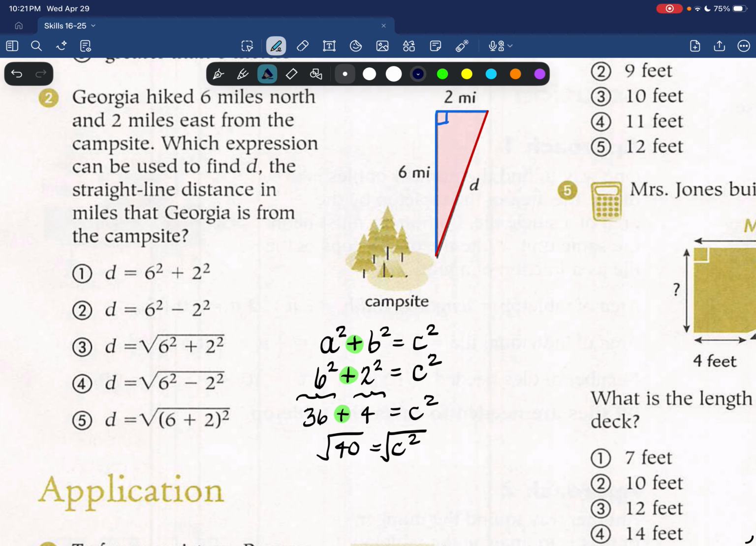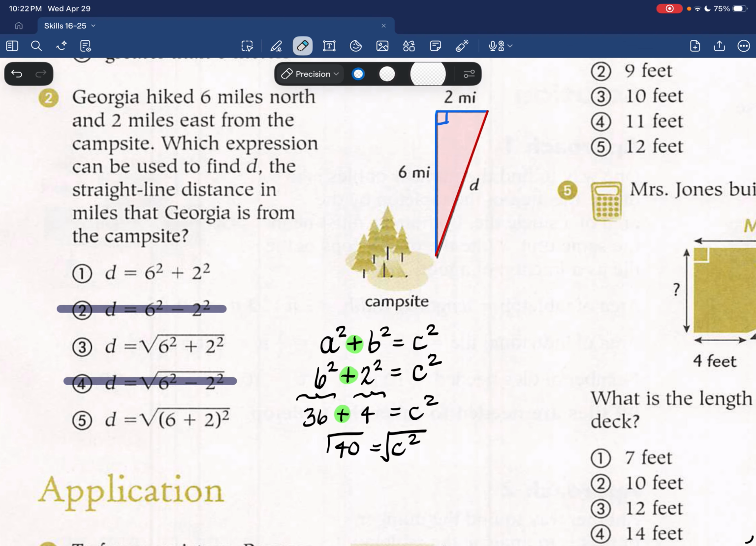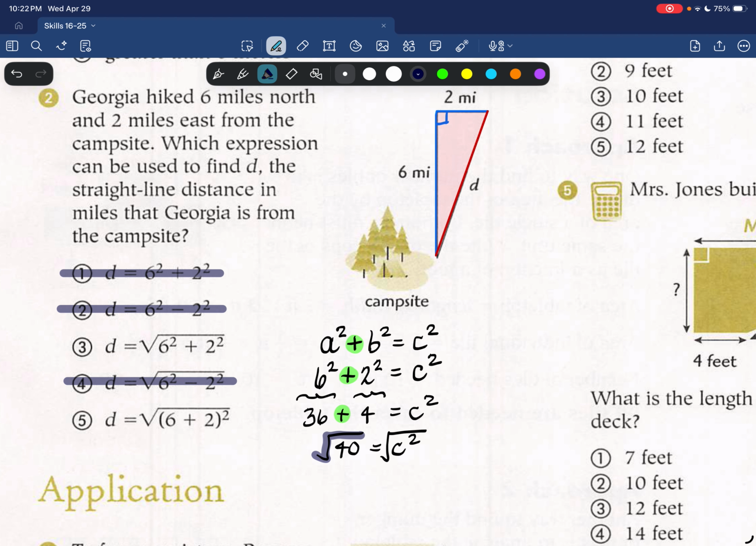I would get rid of number 2. I would get rid of number 4. And that leaves me with 1, 3, and 5. I can eliminate 1 because it does not have the square root sign, the radical. At some point in this problem, I had to take the square root, and number 1 does not do that.